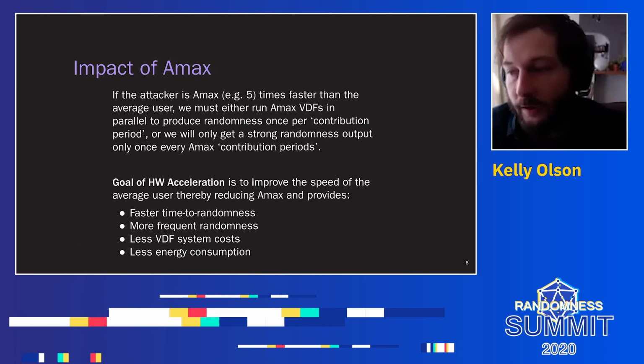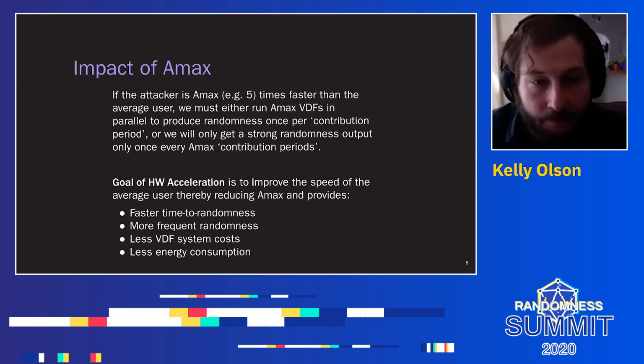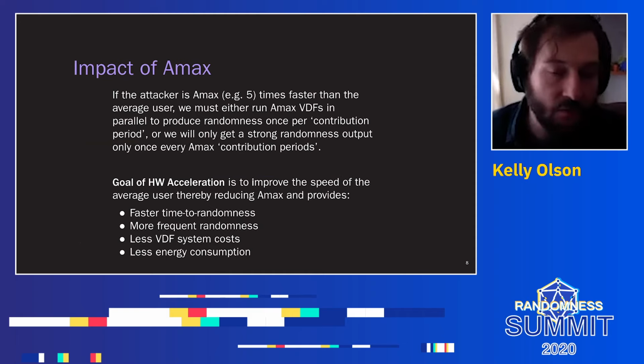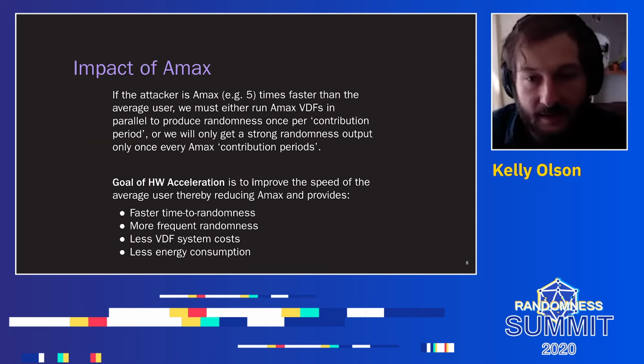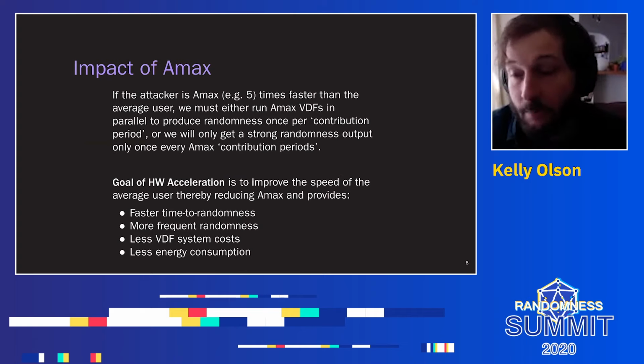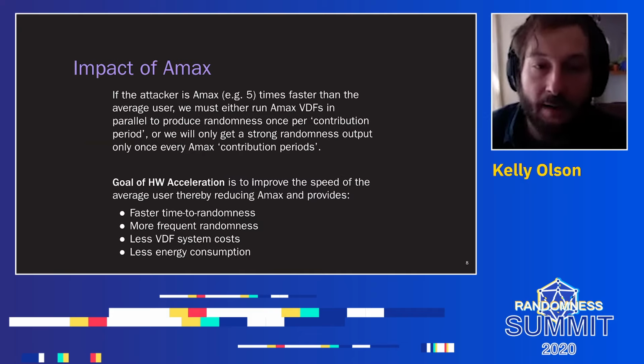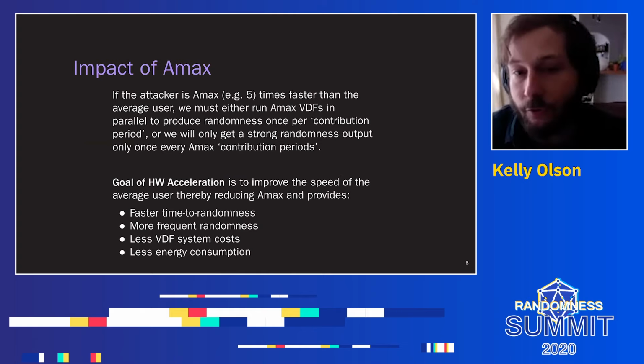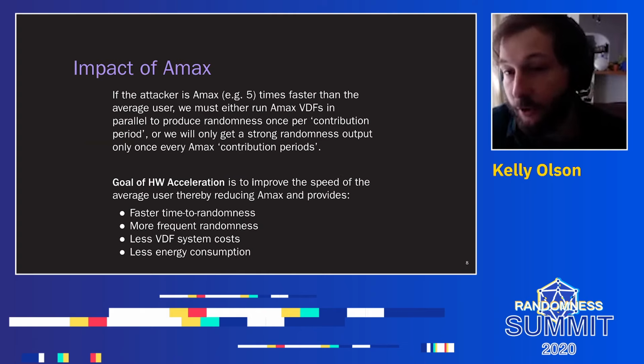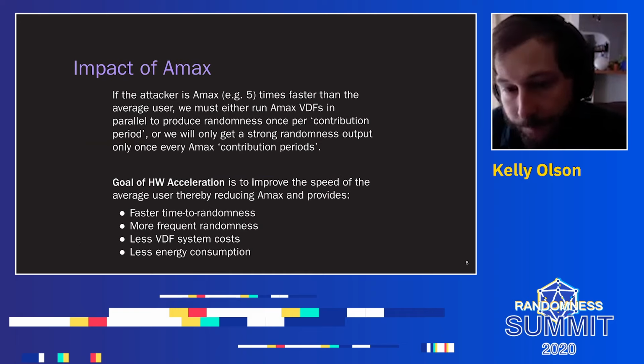So why do we want to minimize this A max? Well, when you take these VDFs and you move them into production, A max dictates a variety of parameters for your randomness, such as how many concurrent VDFs you need to run or how often you get randomness output. So for instance, if the attacker is 5 times faster, your average user is going to have to run 5 VDFs concurrently to get the same number of outputs as the attacker, or they're only going to be able to produce an output once every 5 of these contribution periods.